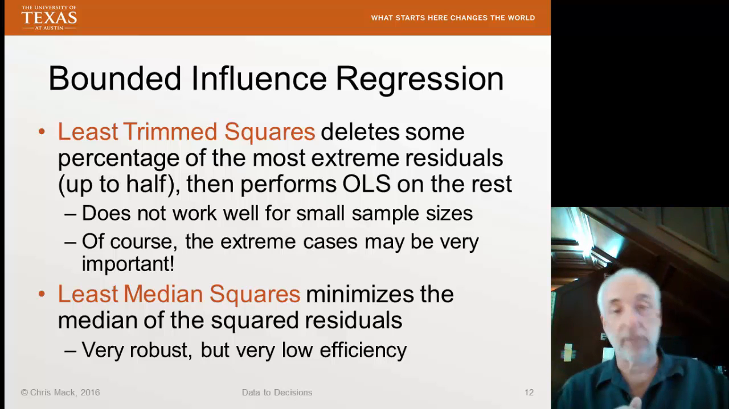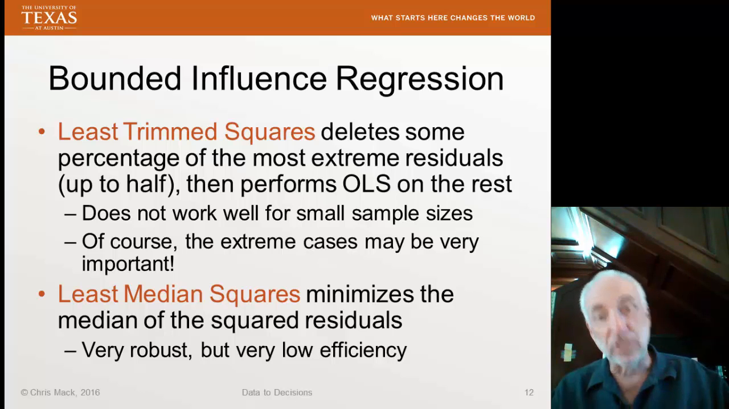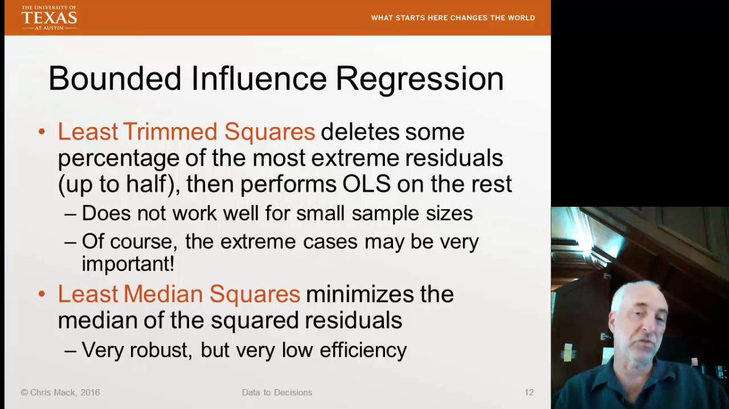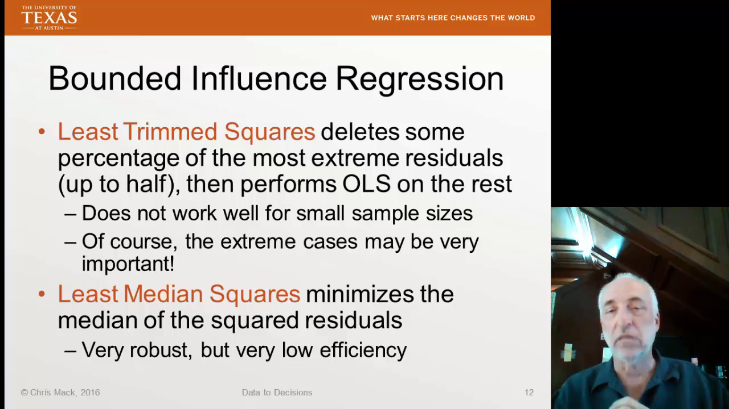The least median squares is probably the most popular of the bounded influence regression. It minimizes the median of the squares of the residuals rather than the sum of the squares of the residuals. This produces a very robust regression, but also an extremely low efficiency in our regression. In other words, the standard errors of all of our coefficients are going to be large. Right? There's no magic bullet here.